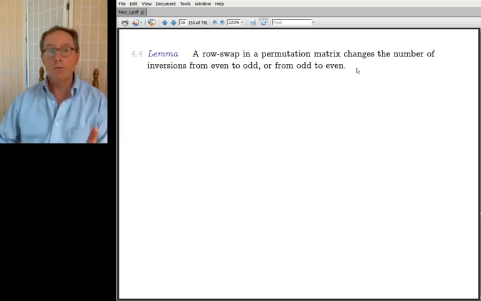If you do a single row swap, swap 2 rows, any of them, row 5 and row 23, that will change the number of inversions from even to odd or odd to even. That is, it flips the parity of the number of inversions.